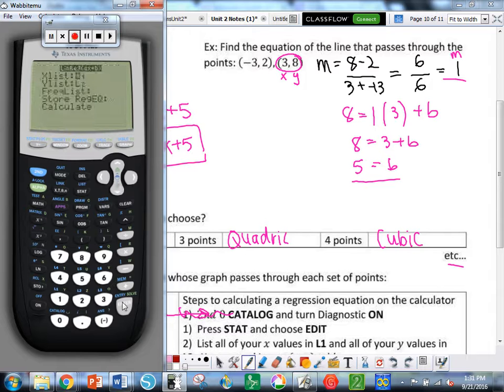I click linear. Now yours could look like this, or it could look just kind of like the very, very top part and that's it. Any questions about how it looks like?